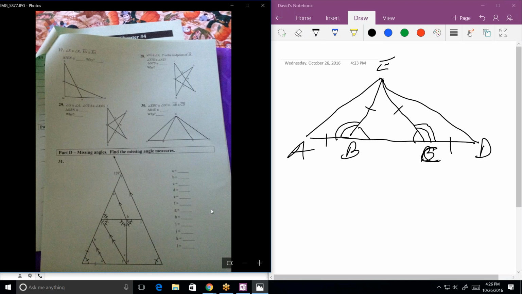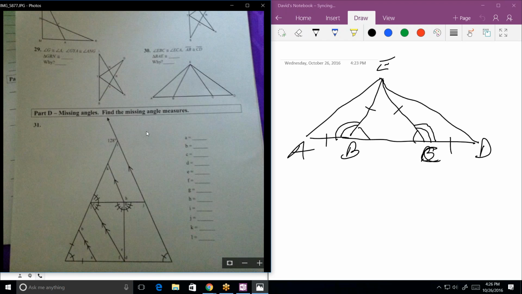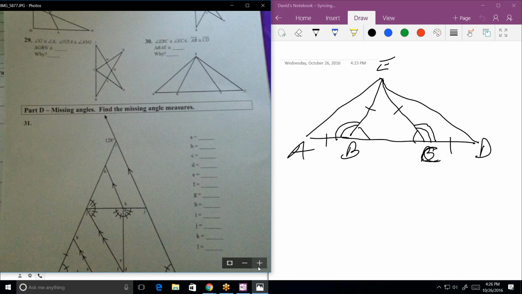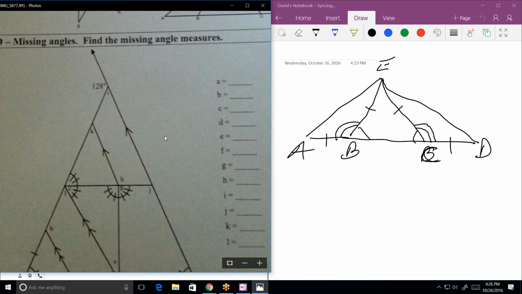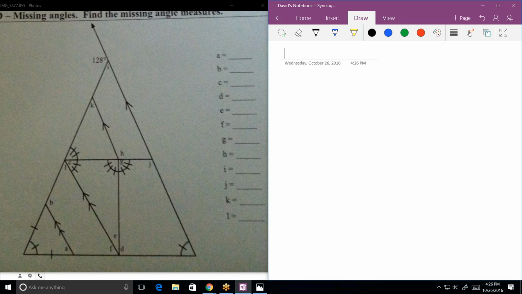Oh, yummy. The bottom one. These are always lovely. Actually, they're not bad. They really aren't. Let me see if I can get it a little bigger. The one thing about these kinds of problems is you don't necessarily have to go in order. In fact, a lot of times you frequently cannot go in order.